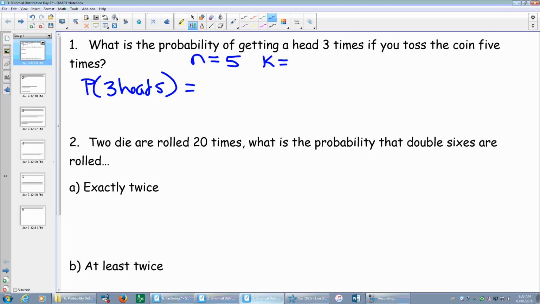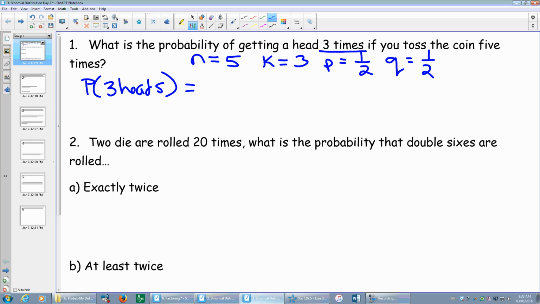The number of successes that you want, so we want to know how many times you get a head, and that's 3 times. That's the number of successes you want. The probability of this event happening is 1/2. We know that when you flip a coin. q is the probability that it won't happen, which is 1/2. When you add p and q together, it should give you 1 whole or 100%.